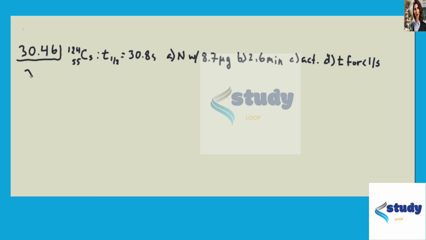So the first thing is, it's going to be more convenient to use the decay constant. So let's just go ahead and calculate that. Of course, that's the natural log of 2 divided by the half-life. So this is 0.0222505 per second.